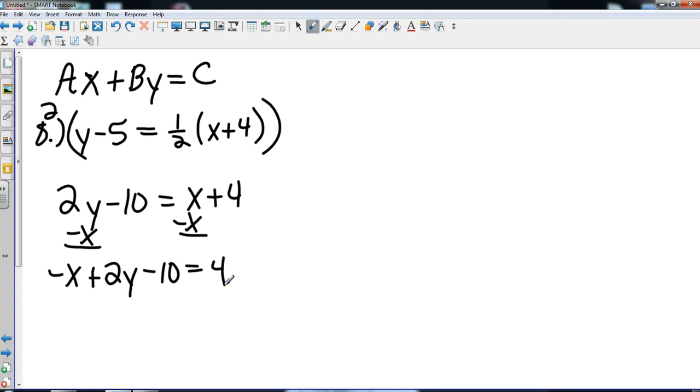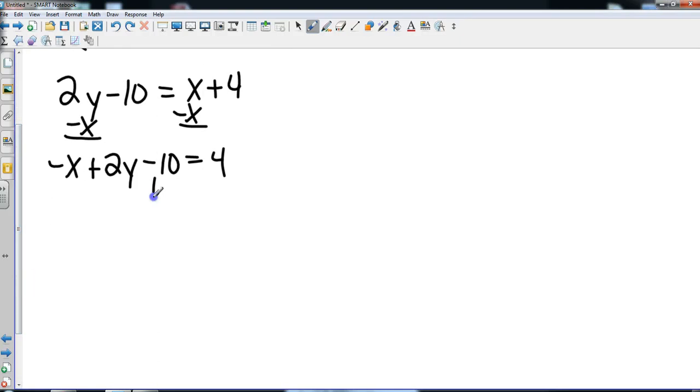Okay, how do I get rid of that negative 10? Add 10 to both sides. So we end up with negative x plus 2y equals 14. Now, for those of you who took the y to the other side, you would have got positive x minus 2y equals negative 14, and it's the exact same answer.